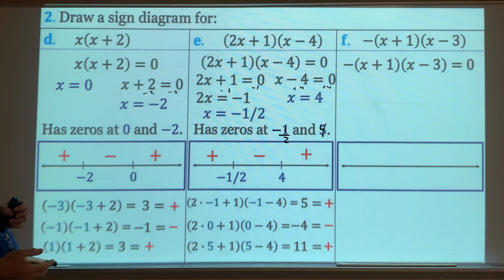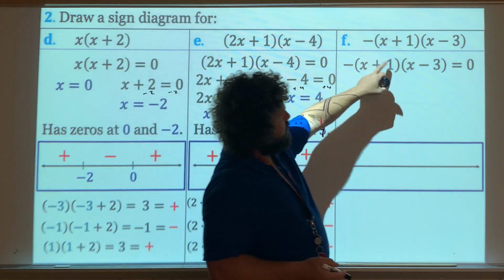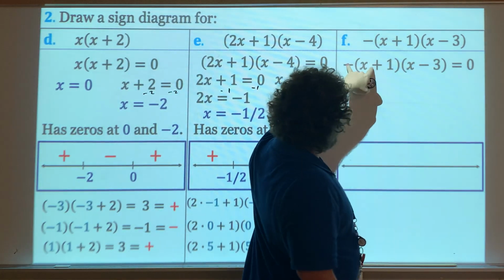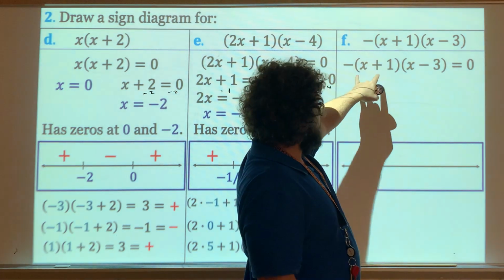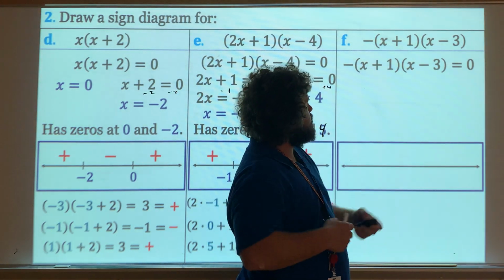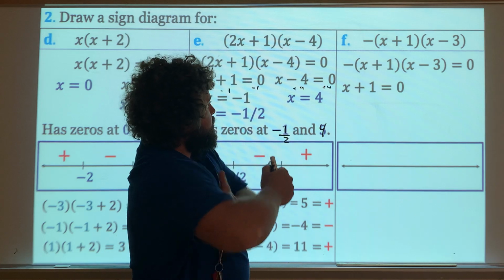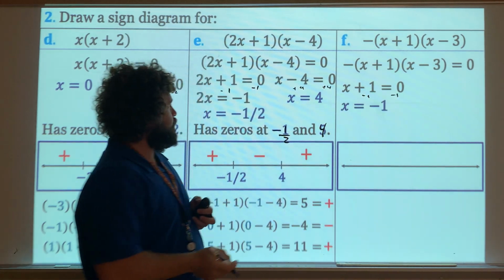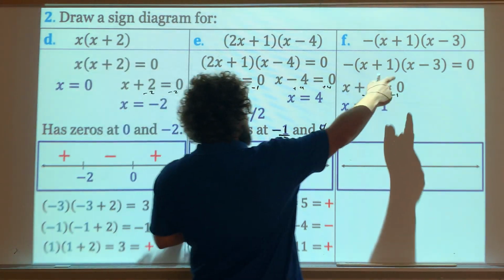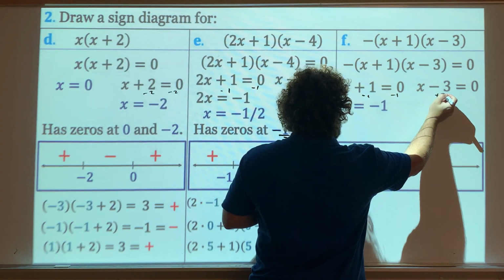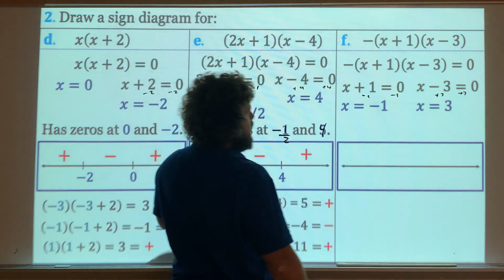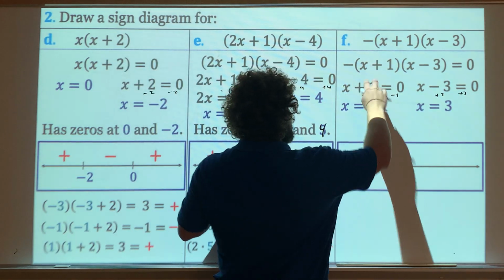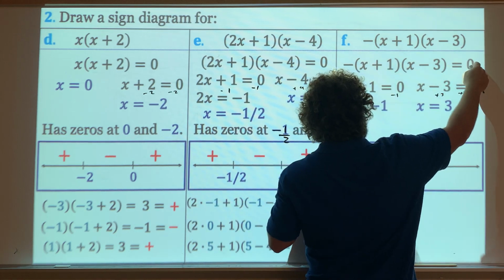Now watch how this one works. You got negative x plus 1, x minus 3 equals 0. This negative sign we don't need till later on. So you're just going to set these two things equal to 0. You set x plus 1 equal to 0. You subtract 1 from both sides, and you get x equals negative 1. X minus 3 equals 0. You're going to add 3 to both sides, and you get x equals 3. Now you may say, what do I do with this minus sign? Well, technically, if you multiply both sides by negative 1, this stays 0.